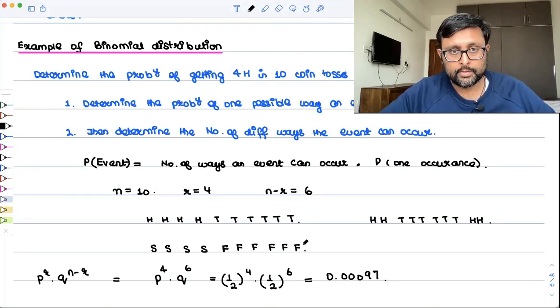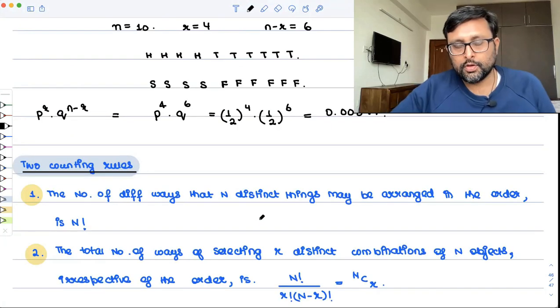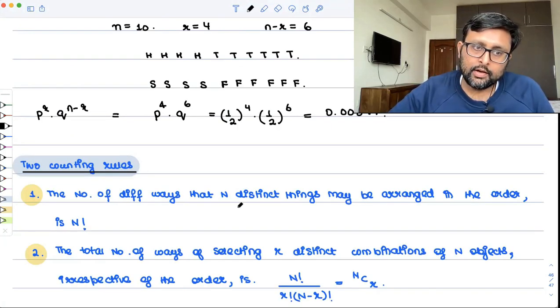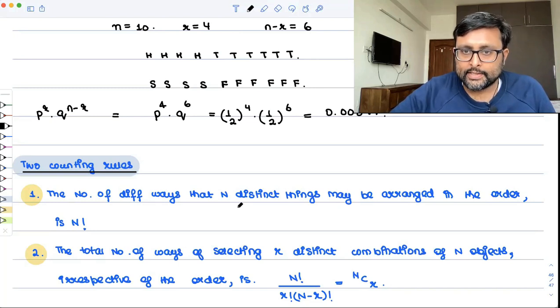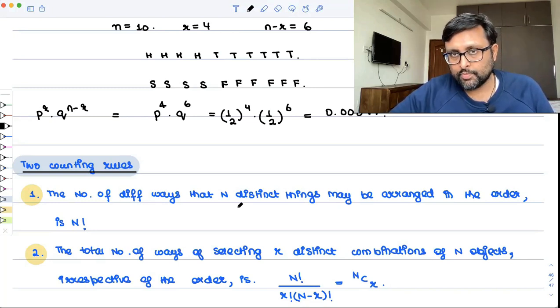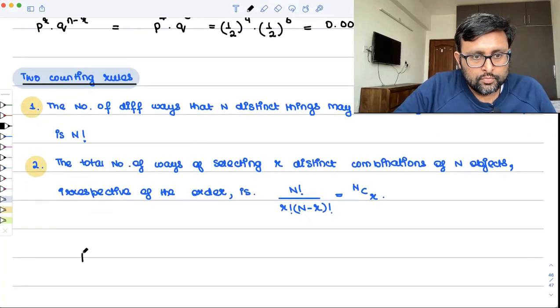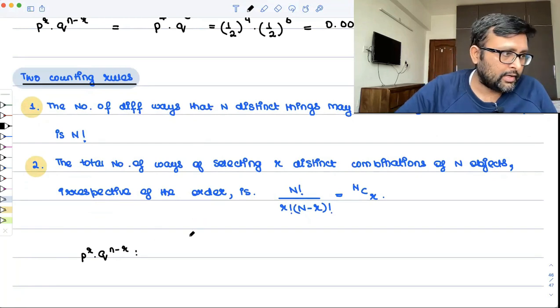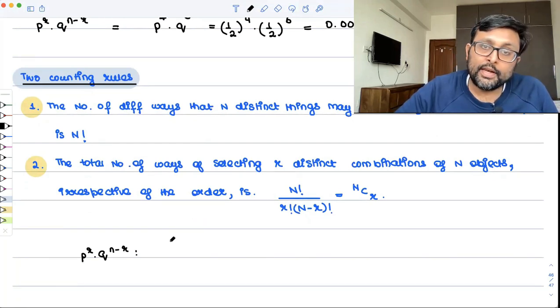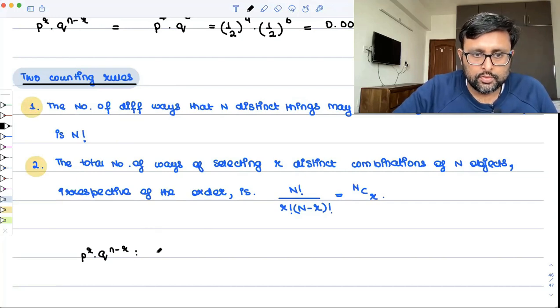So there are 2 counting rules here. What are these counting rules? The 2 counting rules here are: the number of different ways that n distinct things may be arranged in order is n factorial, right? And the number of ways of selecting r distinct combinations of n objects irrespective of the order is nCr. So what is p to the power r, q to the power n minus r telling you? Let me write it here. This is actually telling you the probability of each individual sequence.